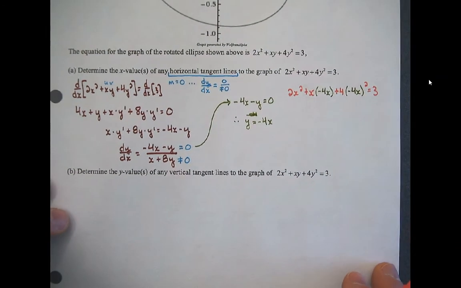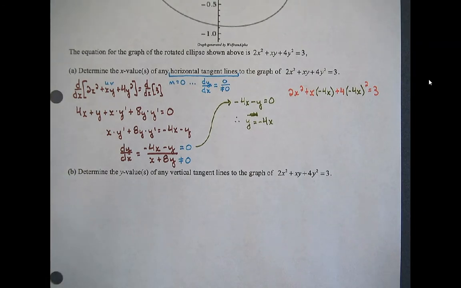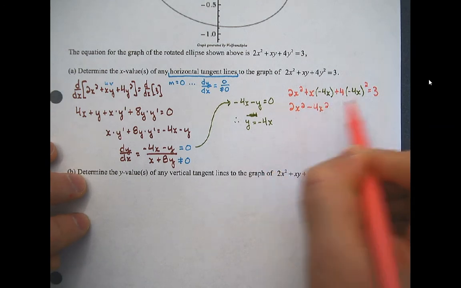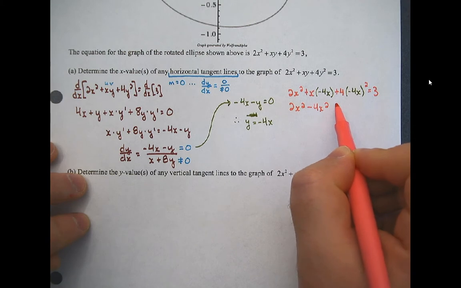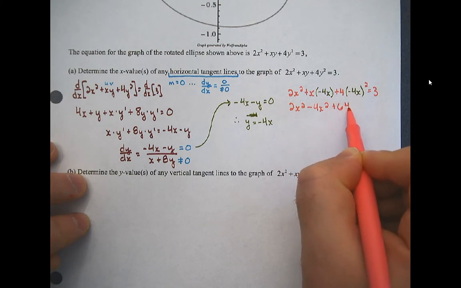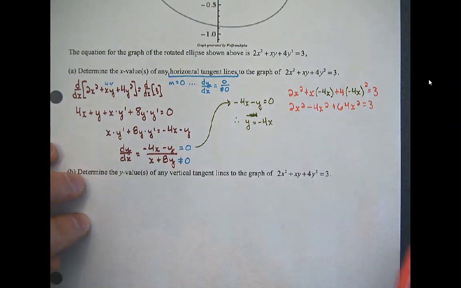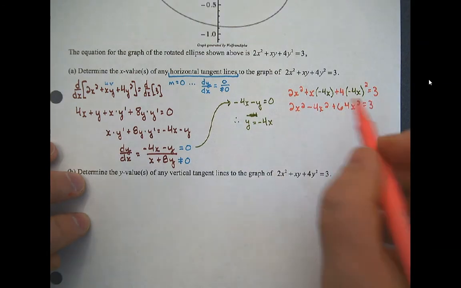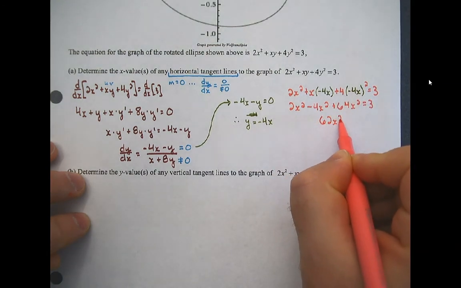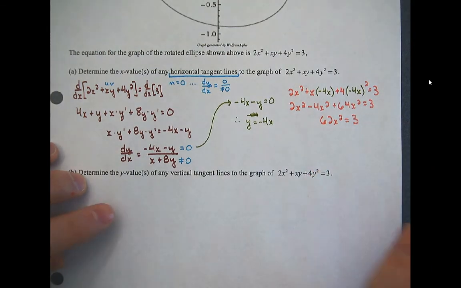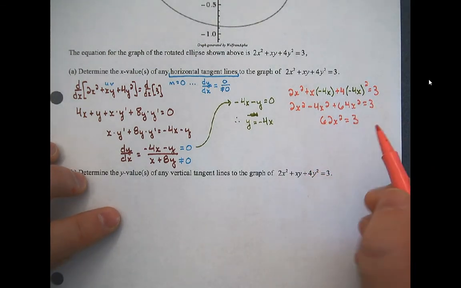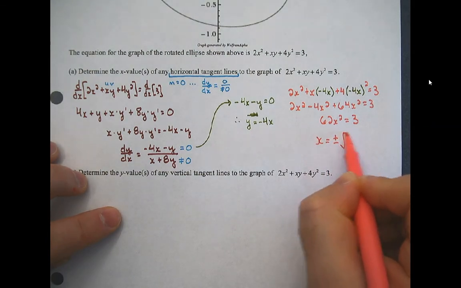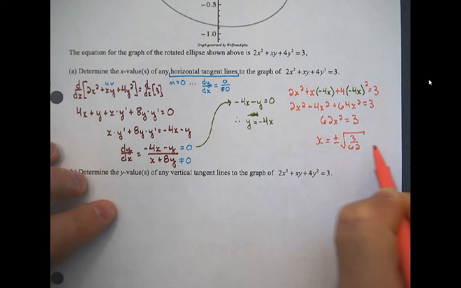What's nice about this is I now have an equation that only has x's in it. That means that I can solve it. So I get 2x squared minus 4x squared. That would be 16 times 4, so that's plus 64x squared equals 3. I've got a bunch of squared stuff, so I can put that all together. 64 take away 4 is 60, plus 2 is 62. 62x squared equals 3. And I would divide by 62, and I would square root, so I would get x equals plus or minus the square root of 3 over 62.